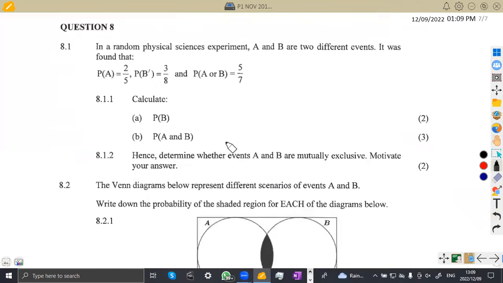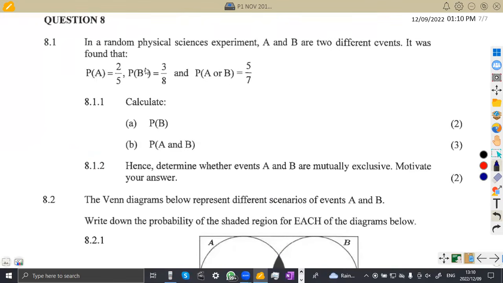On question 8, we are given a condition on probability, whereby in a random physical sciences experiment, A and B are two different events. It is given that the probability of A is 2 over 5, the probability of B complement is 3 over 8. Remember, B complement means not in B. Then P(A or B) is 5 over 7, that is if you are to combine A and B together.